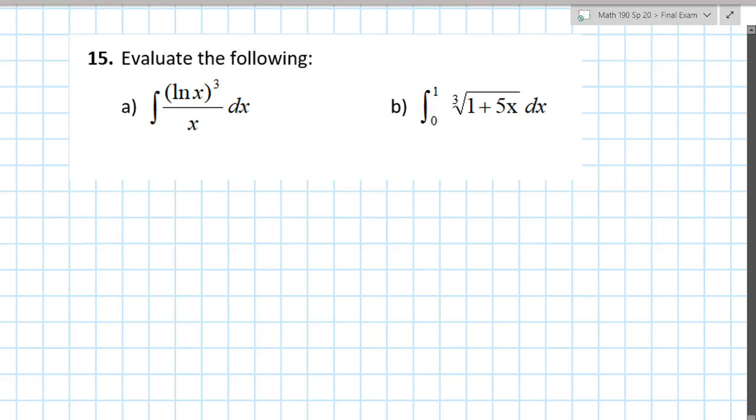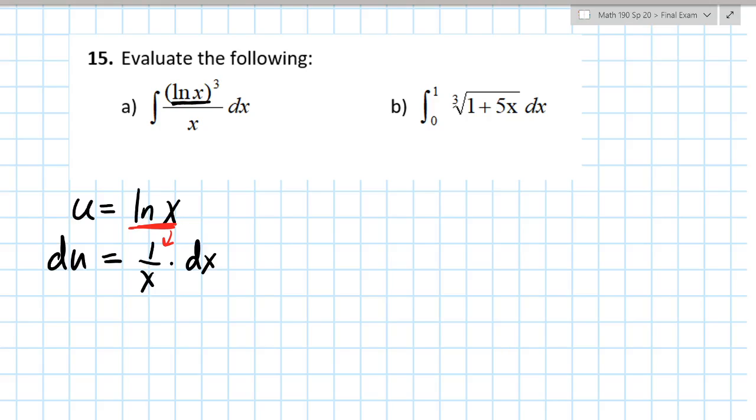In this problem, you notice that this is a composite function. There's an inside function to this. So usually what we do is we try u substitution and we let u equal the inside function, and hopefully that makes our problem look a little bit easier. So if u is equal to ln of x, then the differential du is the derivative of the ln of x, 1 over x, times dx.